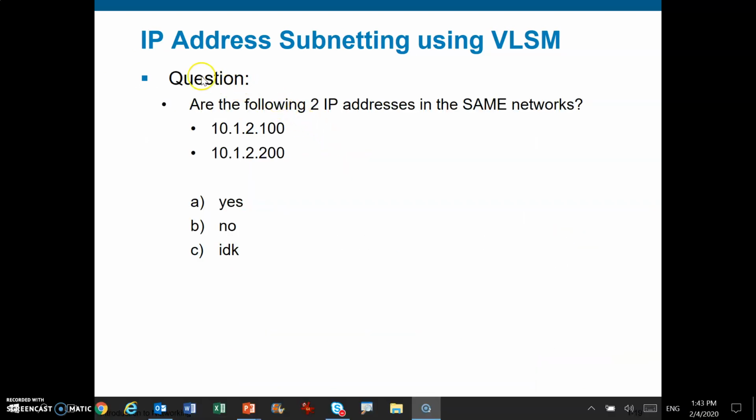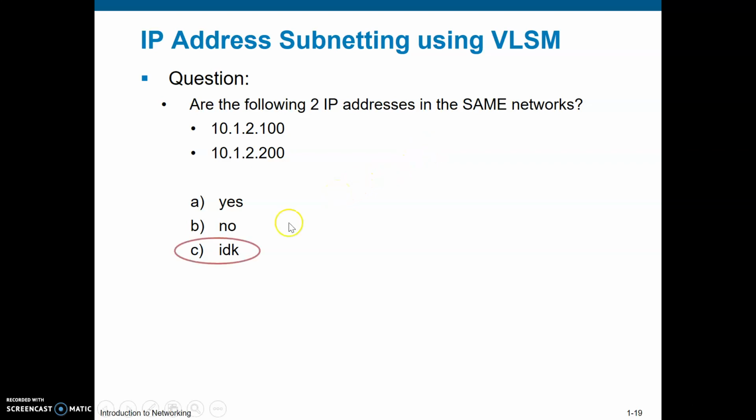Time to do another revision question. First, given these two IP addresses, 10.1.2.100 and 10.1.2.200, can you tell whether they are in the same network or in different networks? The answer is, I don't know. We cannot be sure whether they are in the same network or different networks because we need more information. We need to know the subnet mask.